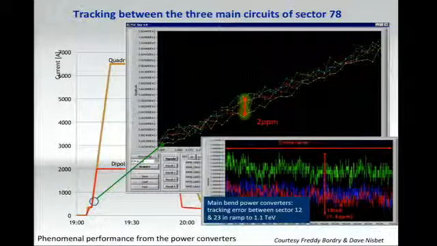Again, 18 milliamps, so 1.4 parts per million between sector 1-2 and 2-3, between two different sectors over the entire ramp.